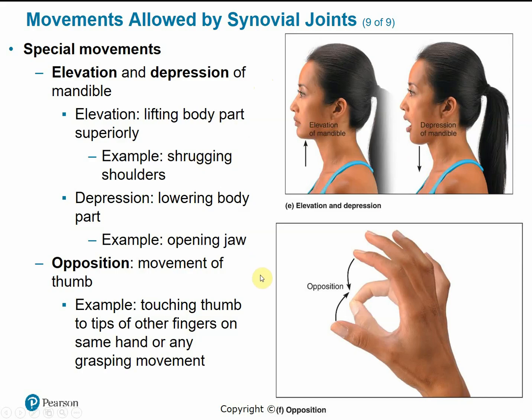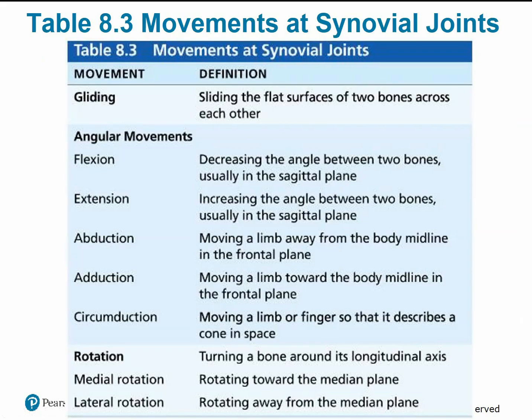Opposition is found in the thumb. Where we have opposable thumbs, it just means that our thumb is able to touch every other fingertip on our hand. So this allows us a wide range of motion and dexterity in our grasping abilities. Just to summarize all of our types of synovial joint movements, your gliding movements occur at those flat surfaces of, say, the wrist bones or the ankle bones.